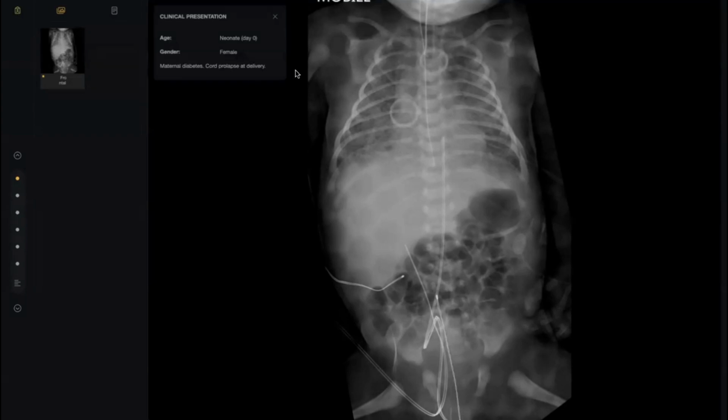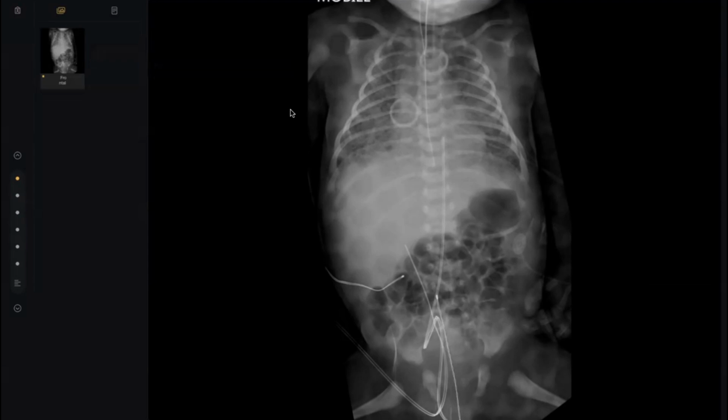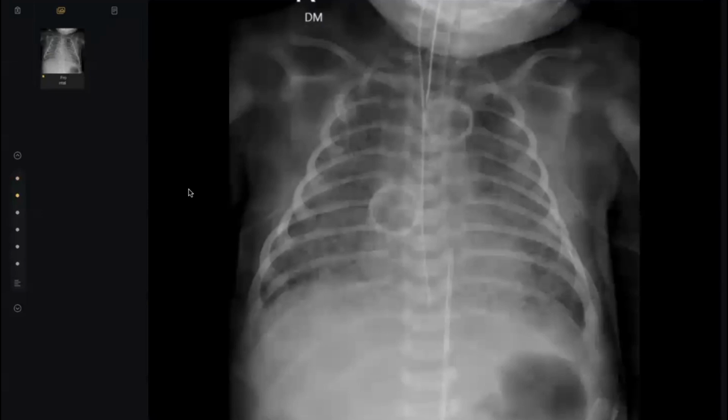This patient, female, 0 day, presented with shortness of breath. Okay, so I'm presented with the frontal chest X-ray of a neonate. First, I would like to comment on the lungs and tubes. I can see the endotracheal tube in situ at the level of clavicles.